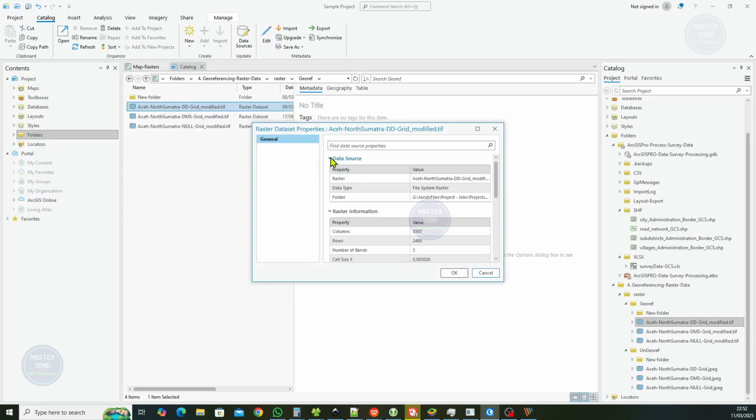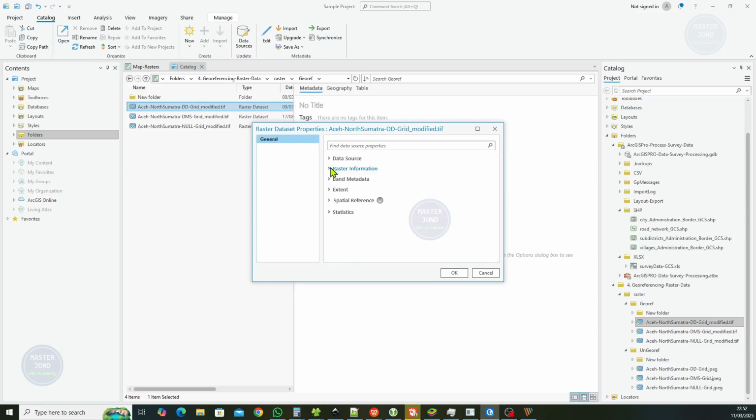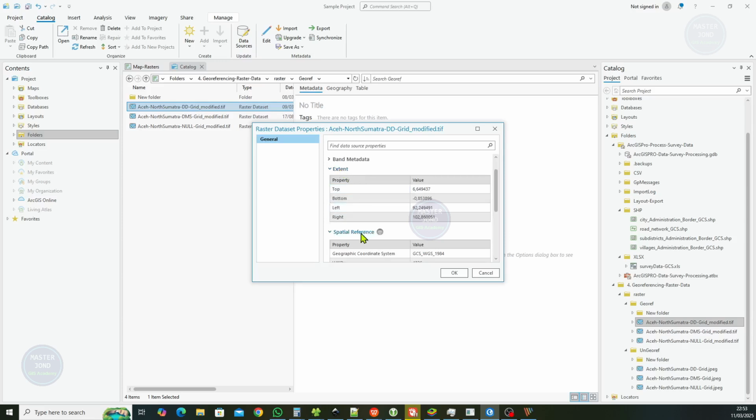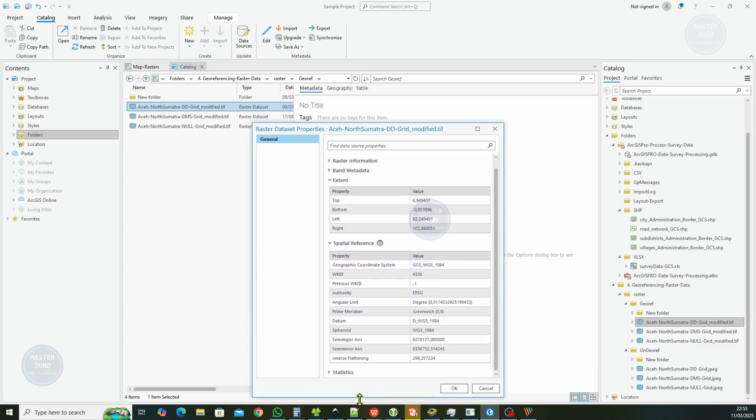Okay. So for the data source, we can click here to collapse, and here raster information to collapse, because there isn't so much information in these two folders, but we need these two folders. They are extent and spatial reference. Okay. So this is the modified one.